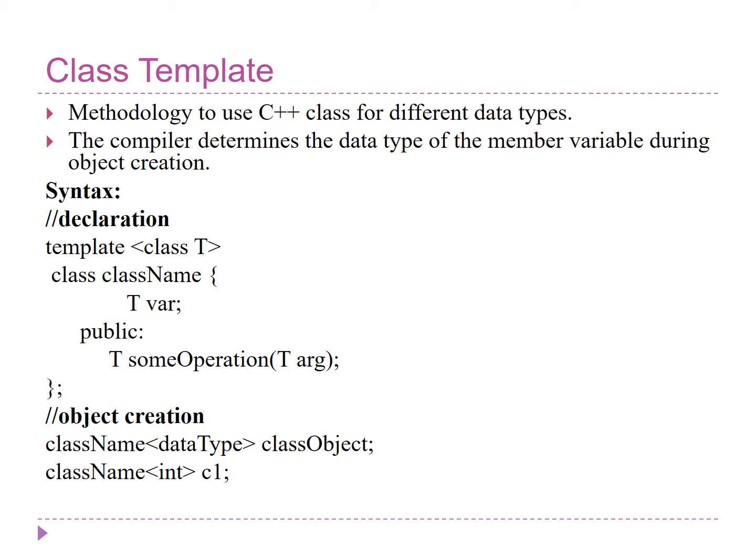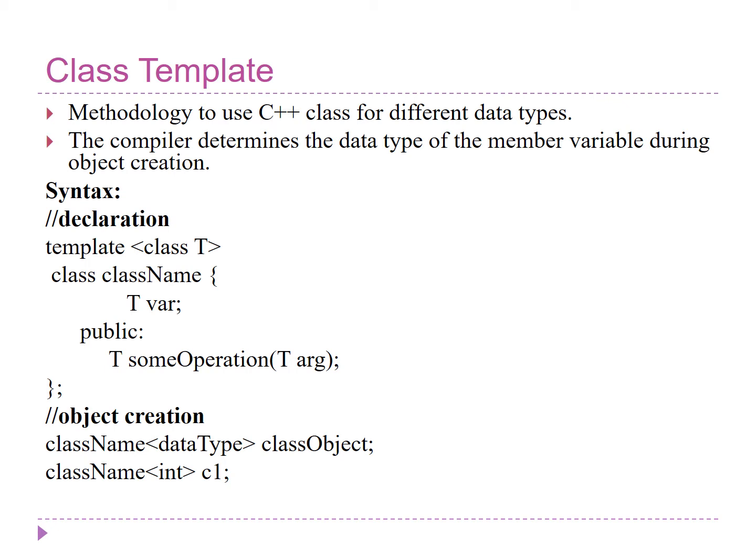We use the template statement to define a user-defined data type. Here, uppercase T is defined as a user-defined data type. The member variables are declared using the user-defined data type T. Apart from the predefined C++ data types used by the member functions, the member functions of this class can use the data type T to receive arguments and return values.